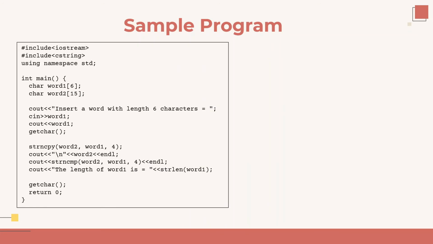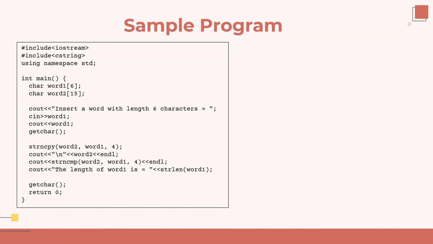Sometimes we may require our program to take input from the user in the form of characters. And this is a sample program using input from the user. To input the characters, we can use the same command as when we input integer or float data. We can use cin. And in this program, there are two arrays. Word1, which is an empty array with a length of 6 elements, and word2 is an empty array with a length of 15 elements. And then the user is asked to insert a word with a length of 6 characters into word1.